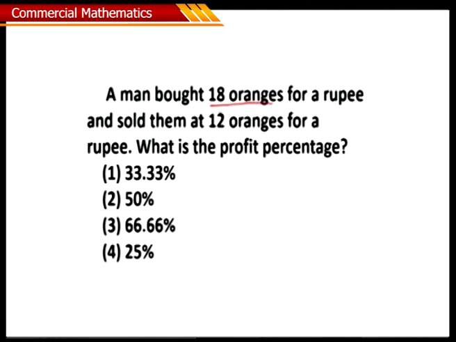How many oranges did he buy? 18 oranges. 18 oranges means 1.5 dozens, right? And he sold 12 oranges, which means 1 dozen. So what happens here? For 1.5 dozen, he is selling 1 dozen for the same price, meaning he is getting a profit of half dozen, which is half. Every time he is getting half. Half means half of 100, which is 50%. So clearly we can observe that 50% is his profit.